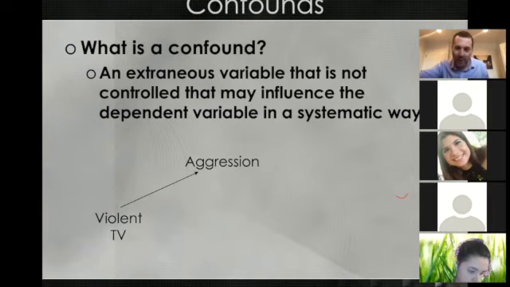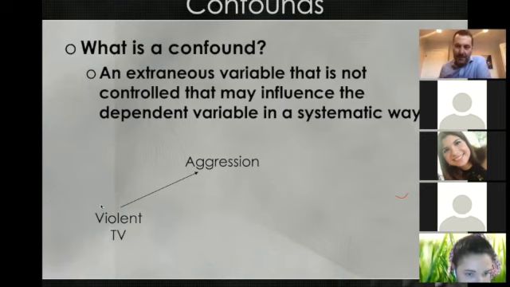And only the people who watch violent TV are aggressive. Well, the only explanation for why they're more aggressive is because of the violent TV that they watched, because they're identical in every other respect, right? That's why if you properly conduct an experiment, you can make causal claims. Because the only explanation we have for why the groups differed in aggression is because they differed in how much violent TV they watched. So therefore, we can say violent TV caused aggression.